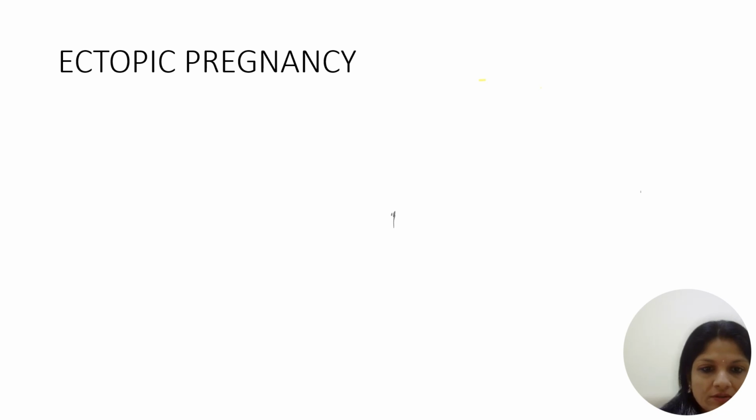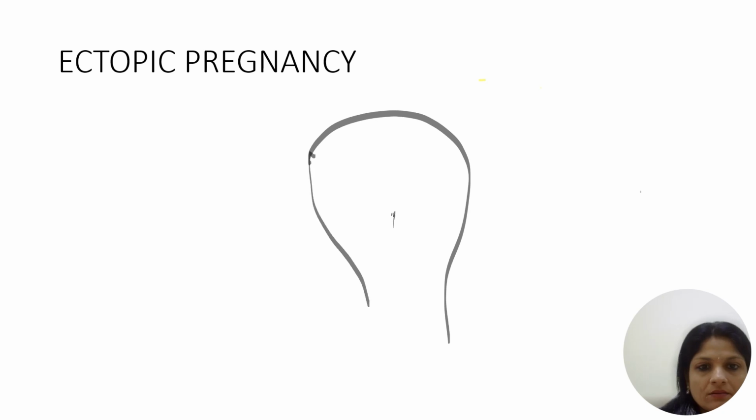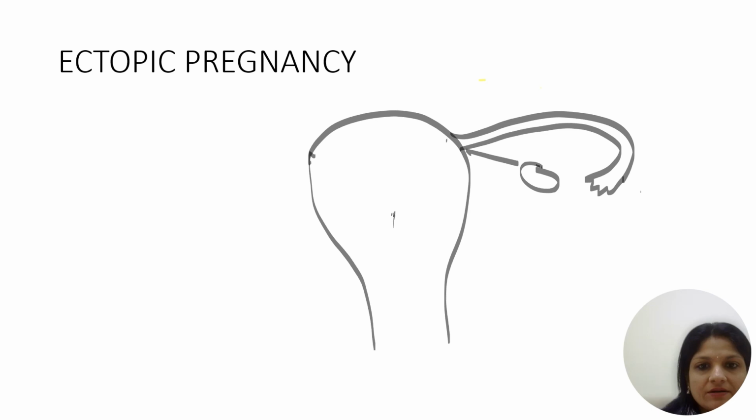Now I'm going to draw the picture of a uterus. These are the two tubes, the fimbria, the ovary, which is attached by a suspensory ligament along the cornual end of the uterus and suspended to the lateral pelvic wall by means of the infundibulopelvic ligament. Similarly on the other side.